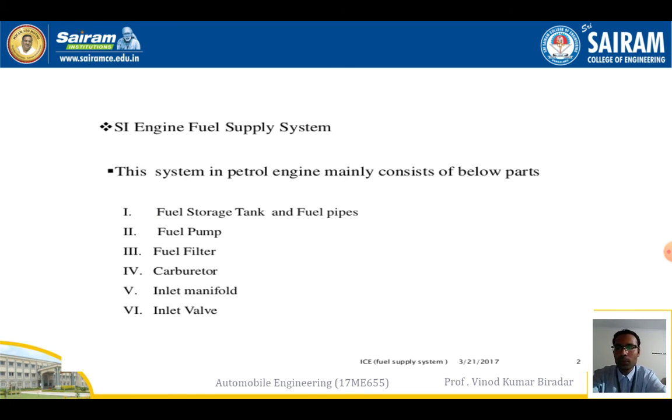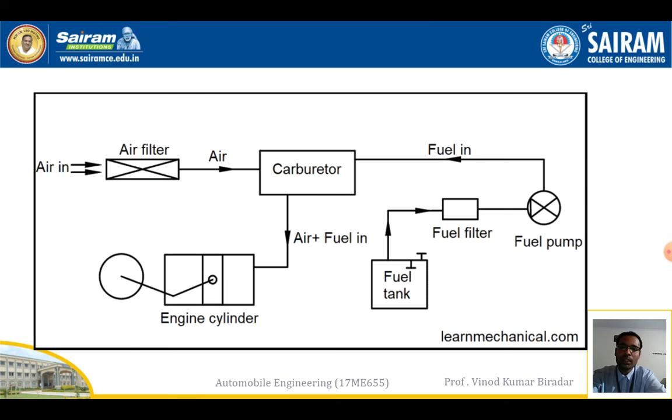If you want to send fuel from the fuel tank to an engine, there are some parts connected in between. The system in a petrol engine mainly consists of the following parts: the first is the fuel storage tank, then the fuel pump, fuel filter, carburetor, inlet manifold and inlet valve. To supply fuel from the fuel tank to the carburetor to run the vehicle, there is a consistent sequence of supplying the fuel.